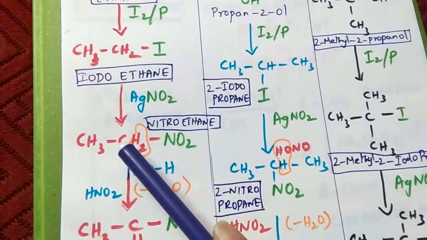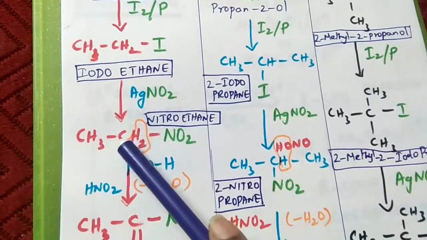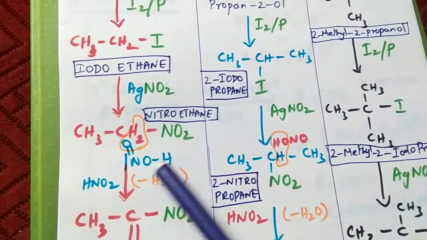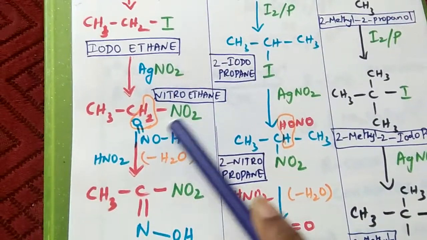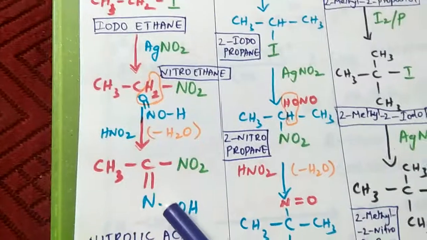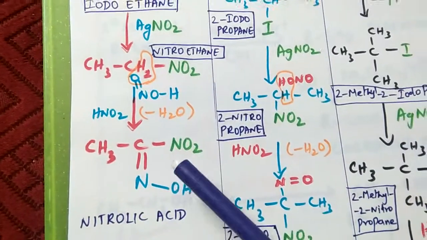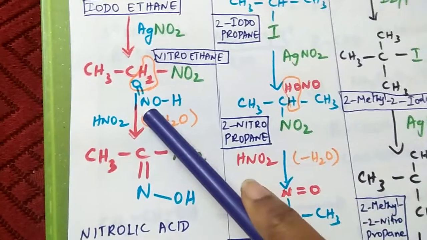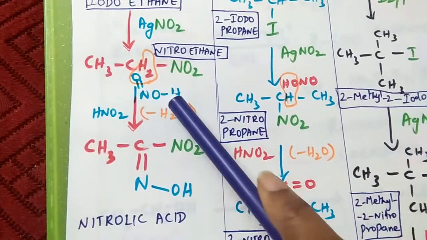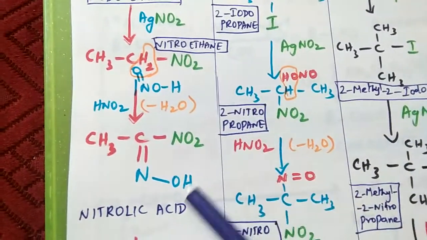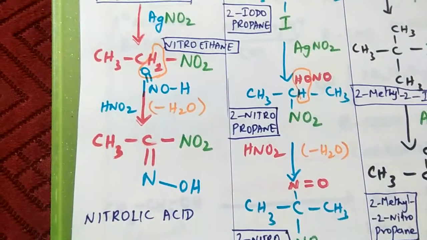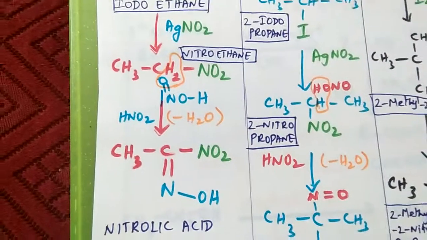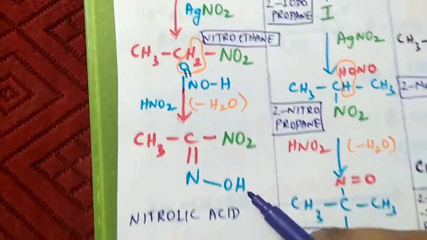This double bond is directed towards carbon, so you get C double bond NOH. Since it is able to release a hydrogen ion, it is called nitrolic acid. In this nitrolic acid, CH3C, the H2 is released as water, so C double bond NOH, and NO2 is still there. So this is nitrolic acid, as it is able to release this H plus ion.